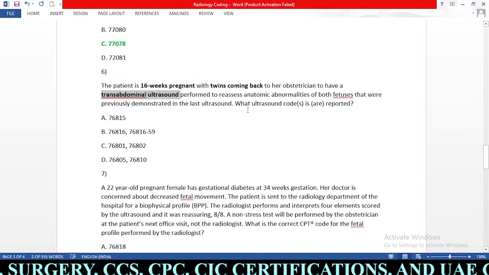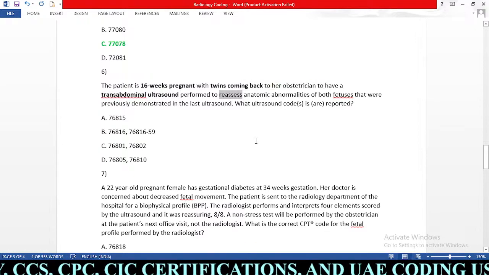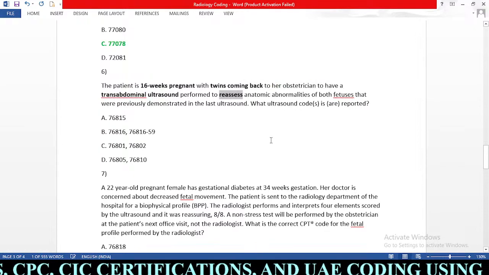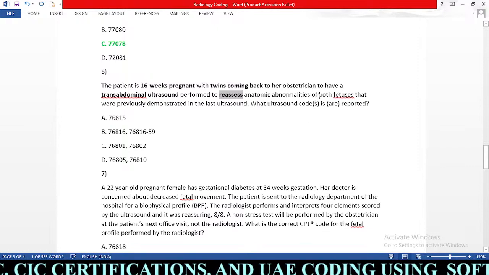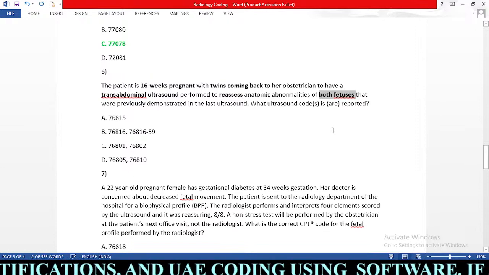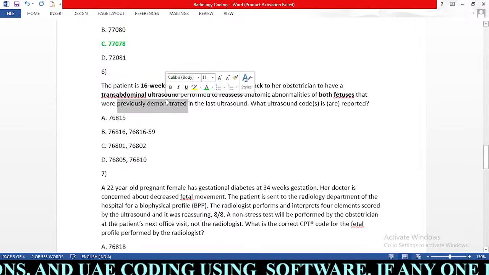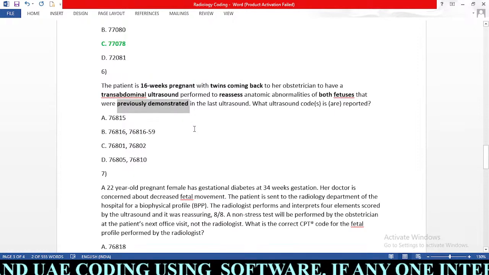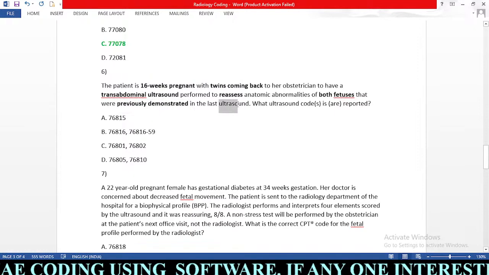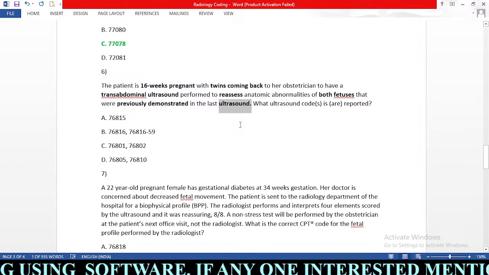Performed to reassess. Reassess means second time physician is assessing anatomic abnormalities of both fetuses. So this is also one keyword. That were previously demonstrated. So this is also one keyword. Previously means second time patient is coming after the last ultrasound. So what ultrasound code is reported?